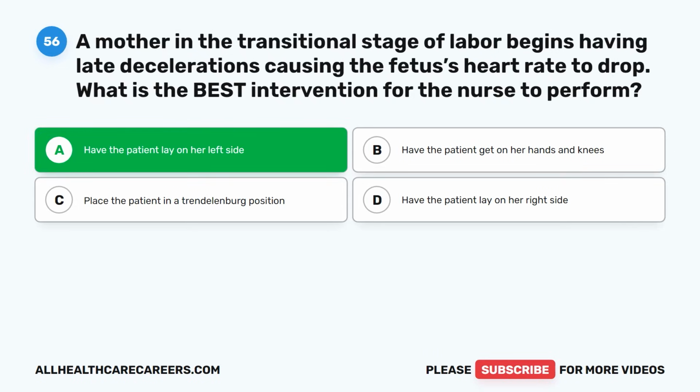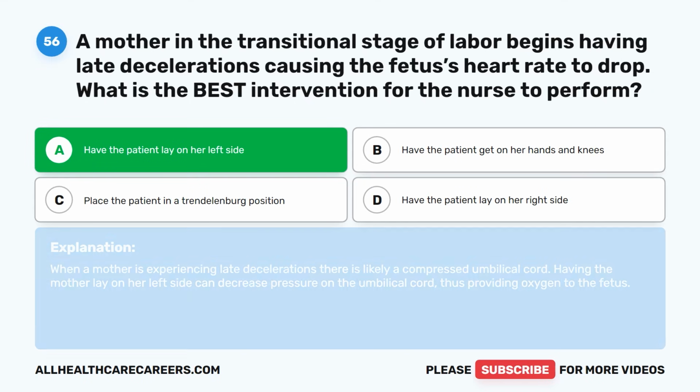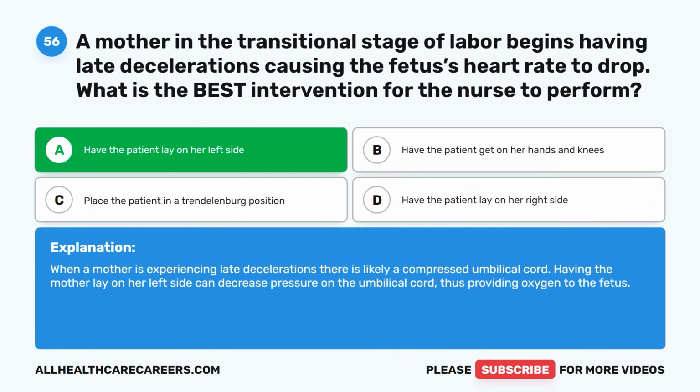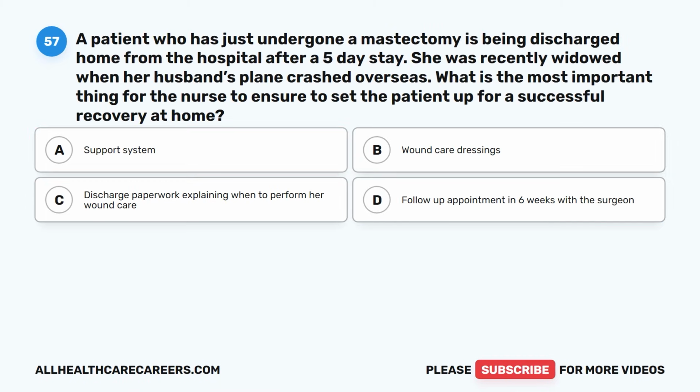The correct answer is A. Have the patient lay on her left side. When a mother is experiencing late decelerations, there is likely a compressed umbilical cord. Having the mother lay on her left side can decrease pressure on the umbilical cord, thus providing oxygen to the fetus.